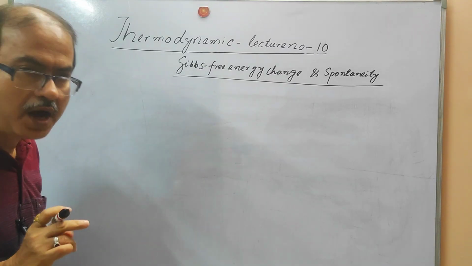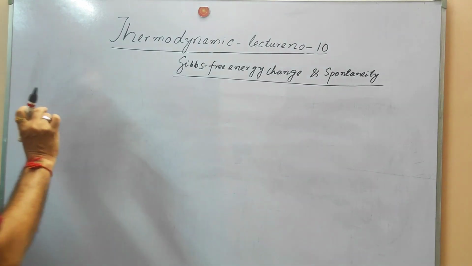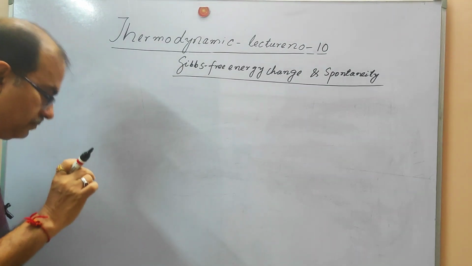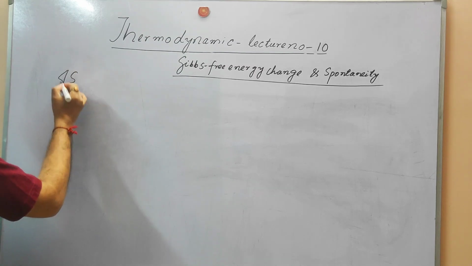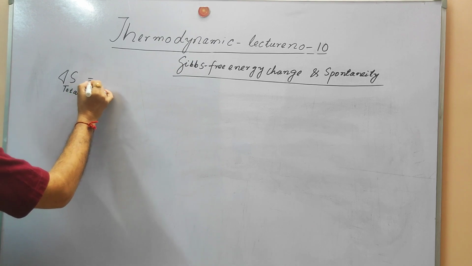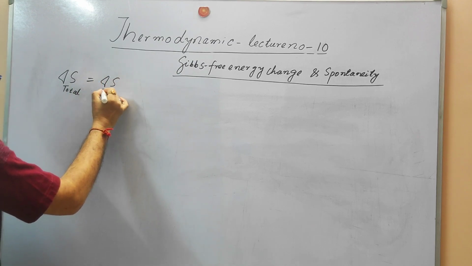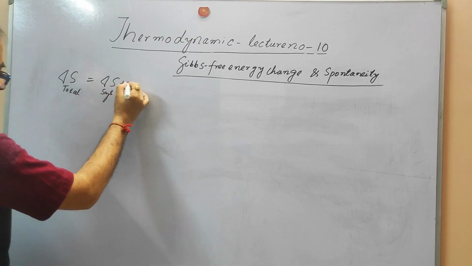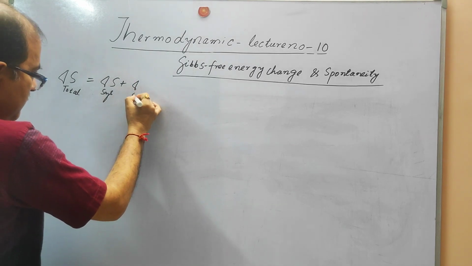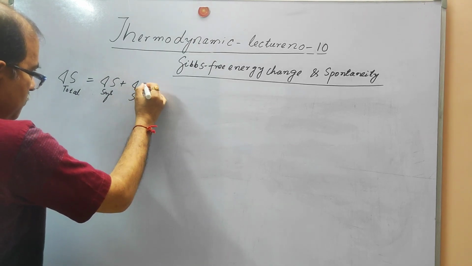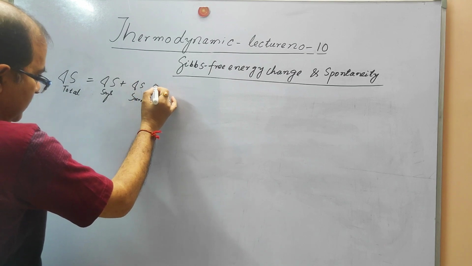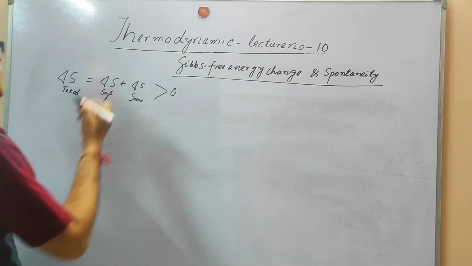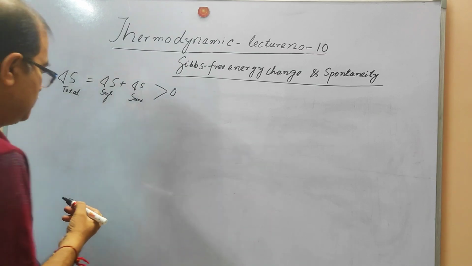Now we are going to discuss how delta G tells us about the spontaneity of the reaction. For this we already know that the total entropy change is equal to the entropy change of the system plus the entropy change of the surroundings. When it is greater than 0, the reaction is spontaneous.